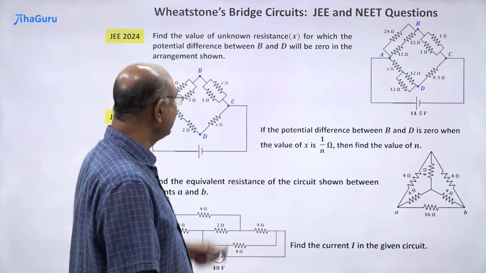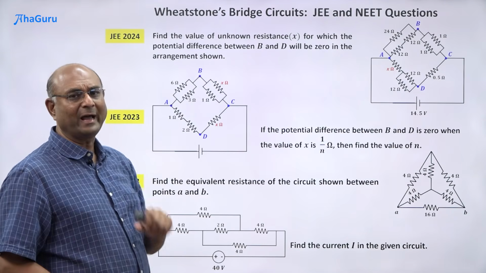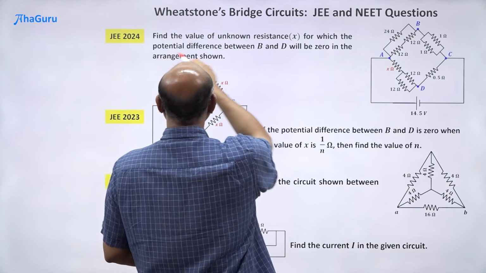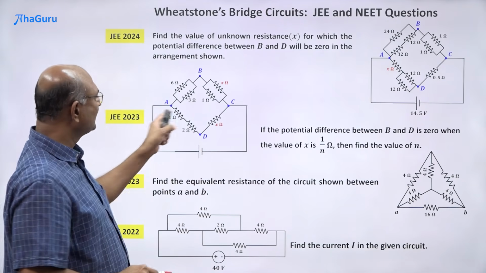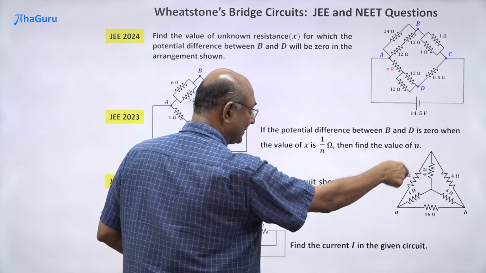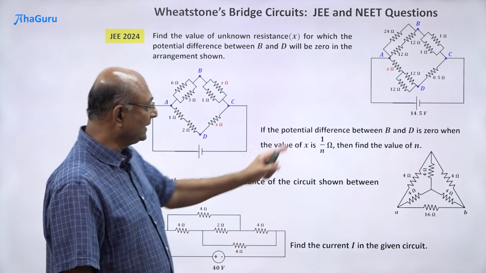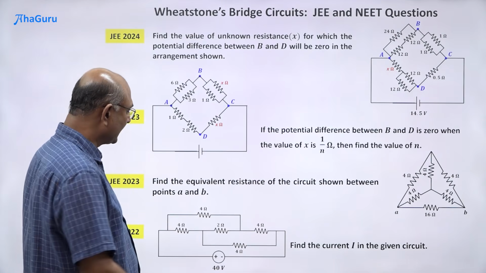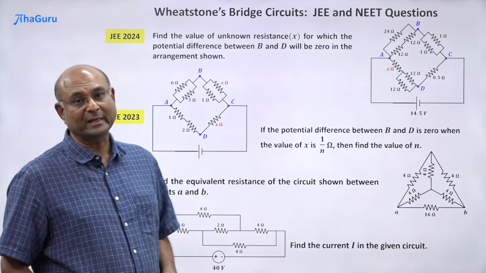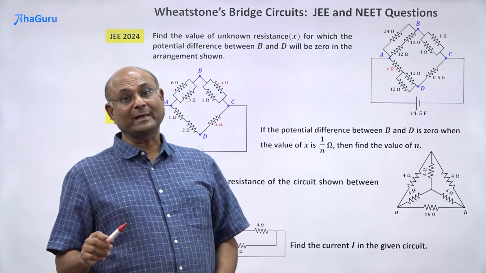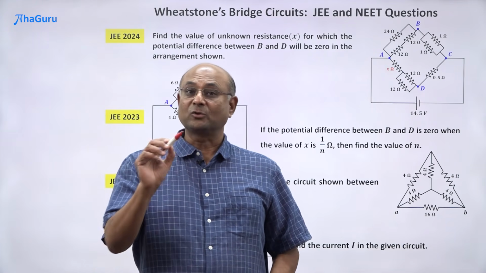And every year in JEE or NEET you will find that you have Wheatstone's bridge questions like this. This appeared in JEE 2024, this question appeared in JEE 2023, this also appeared in JEE 2023 where they are asking you to find the equivalent resistance, and here in JEE 2022 they are asking you to find the current through the given circuit. Now to answer these questions we need to understand Wheatstone's bridge, so let us do that first.